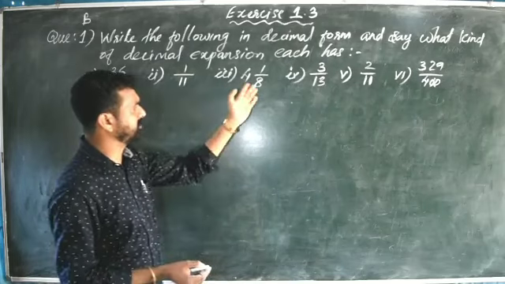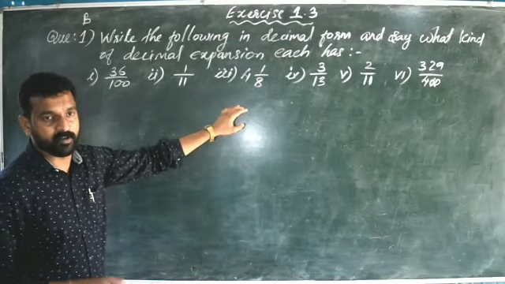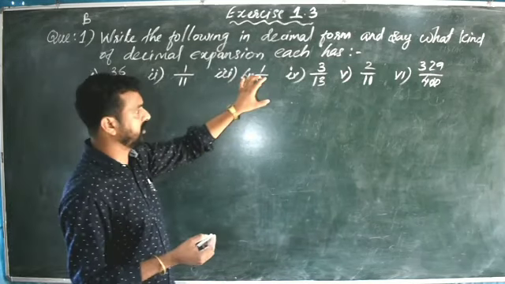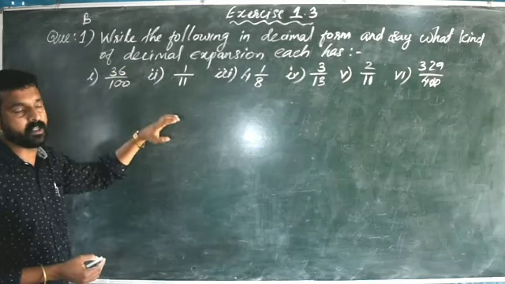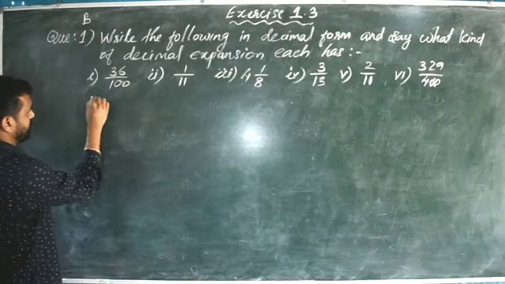Non-terminating non-recurring will not come, because all these numbers are rational numbers only. Non-terminating non-recurring is an irrational number. So here all are rational numbers, so either terminating or non-terminating recurring will come. So let's see the first question.